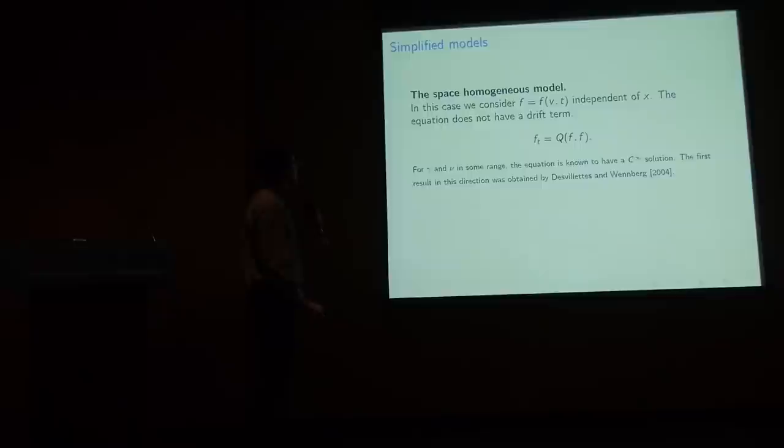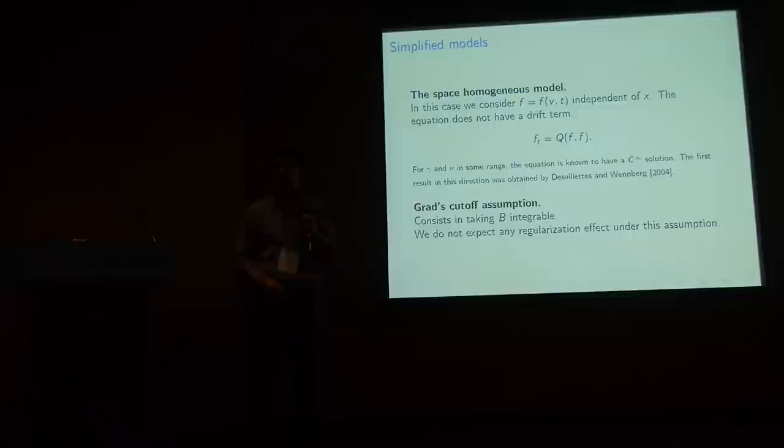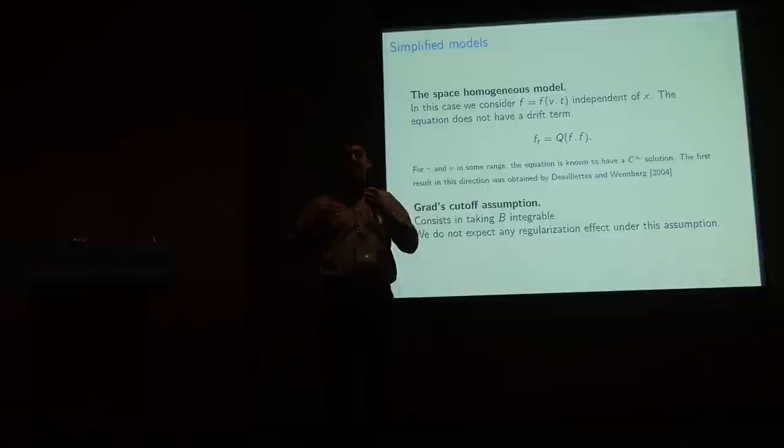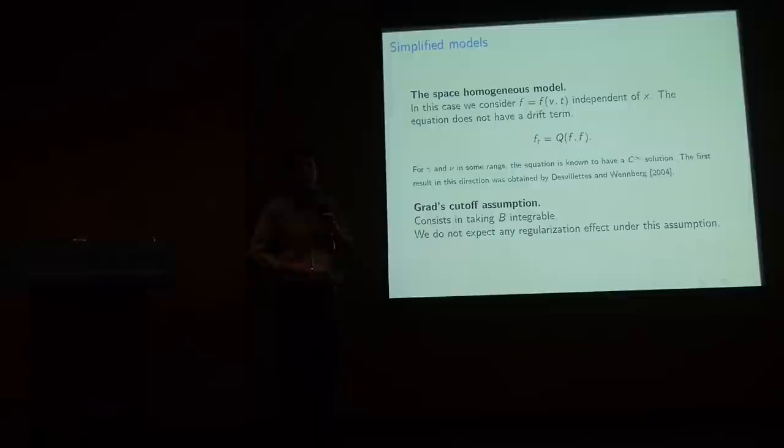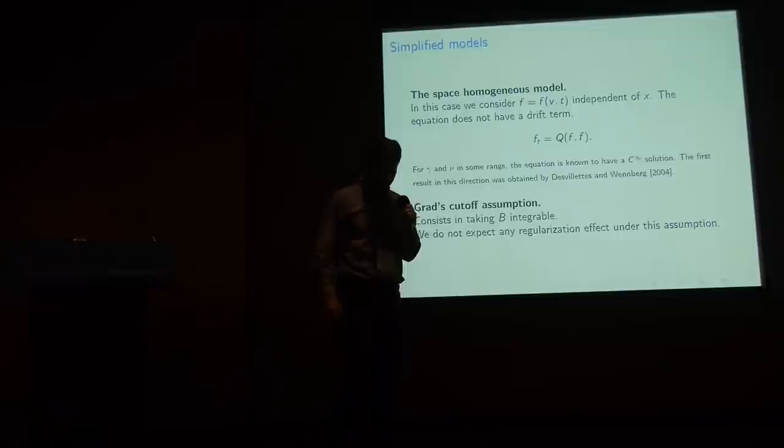And there are two assumptions that are sometimes made that simplify the model dramatically. One is to say that f is independent of x. Here the function f represents a distribution of particles at each point in space and each velocity. If we assume that this distribution of particles is independent of x, and that remains so for positive time, it simplifies the equation dramatically because it drops the drift term and it gives us a much simpler equation to study.